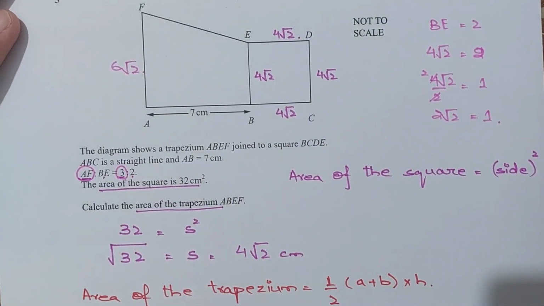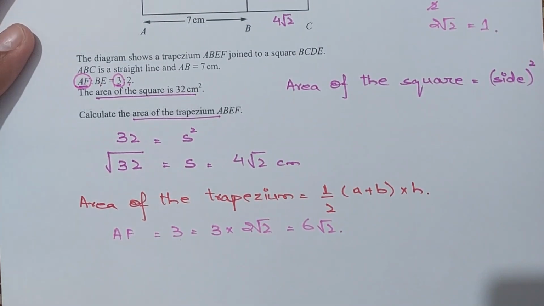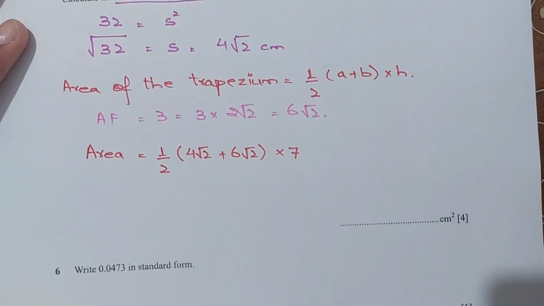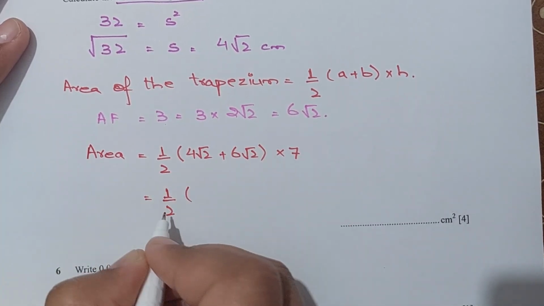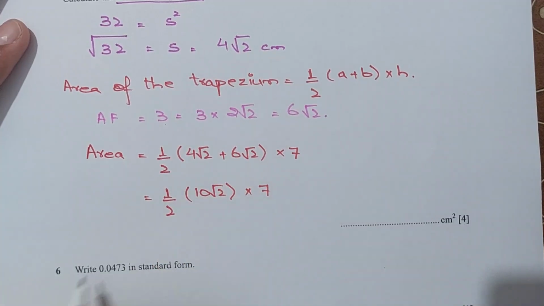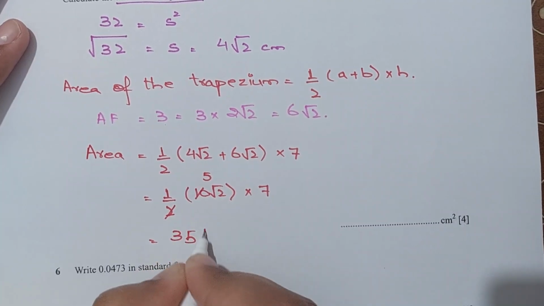Now plug everything into the formula: the sum of the two parallel sides, multiplied by the height, divided by 2. So the area of the trapezium is half the sum of the parallel sides, 4 root 2 plus 6 root 2, multiplied by the height of the trapezium, which is 7. Here we have half, and 4 plus 6 makes 10 root 2, multiplied by 7. 2 times 5 is 10 and 5 times 7 is 35 root 2.